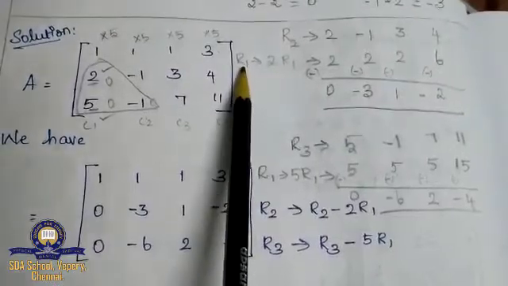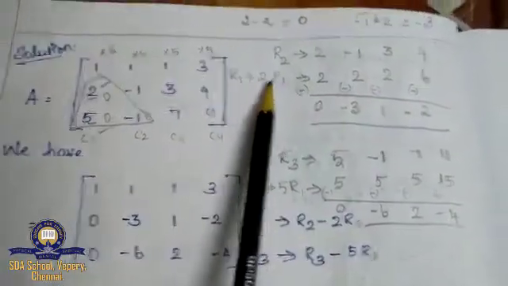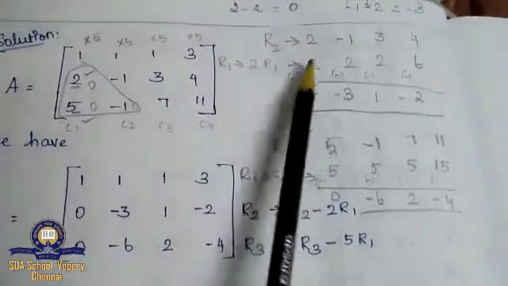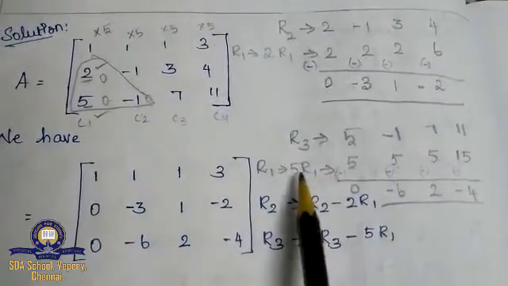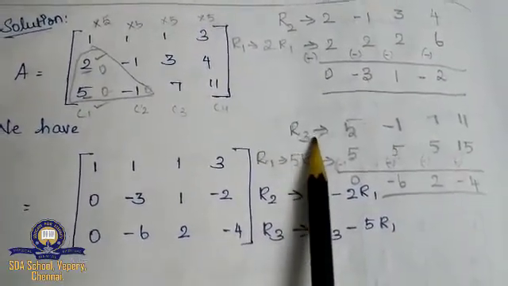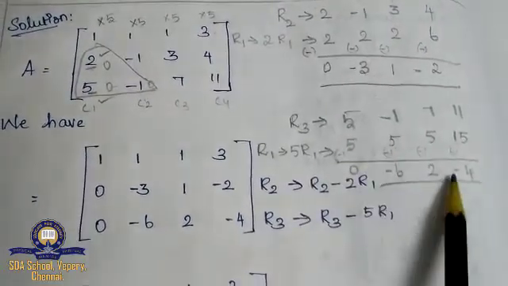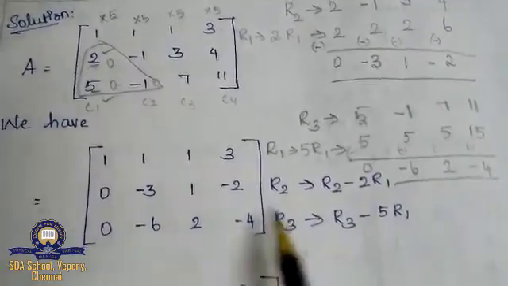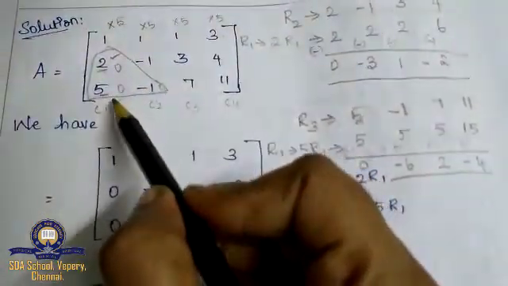First, I multiplied R1 with 2, that is 2R1. After that I subtracted my value, so I've written it here. And similarly, for R3, the row 3, I multiplied R1 with 5, that is 5R1. After that I subtracted the value and I got my element. So these are my new rows. So I've made 2 as 0 and 5 as 0 here.